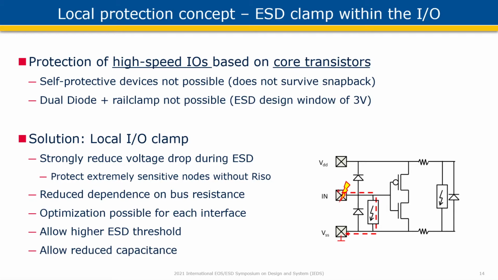The first advantage is a strong reduction in the voltage drop during ESD. This leads to effective protection for extremely sensitive nodes without an isolation resistance. The second advantage is the reduced dependence on the bus resistance. The third advantage of the local I/O protection scheme is the possibility to separately optimize each I/O interface. And the fourth and final advantage is that it allows for higher ESD thresholds and reduced parasitic capacitance.